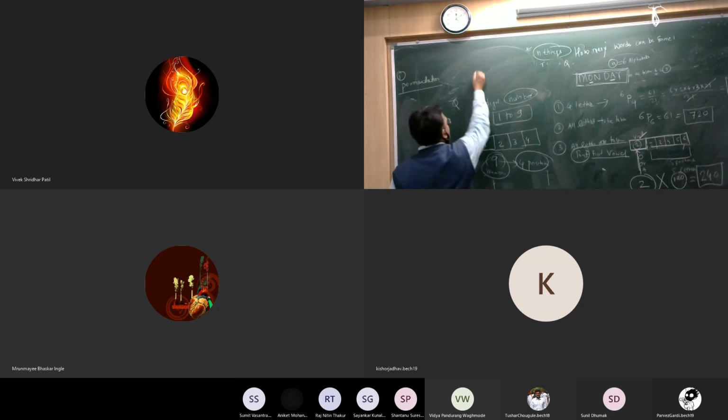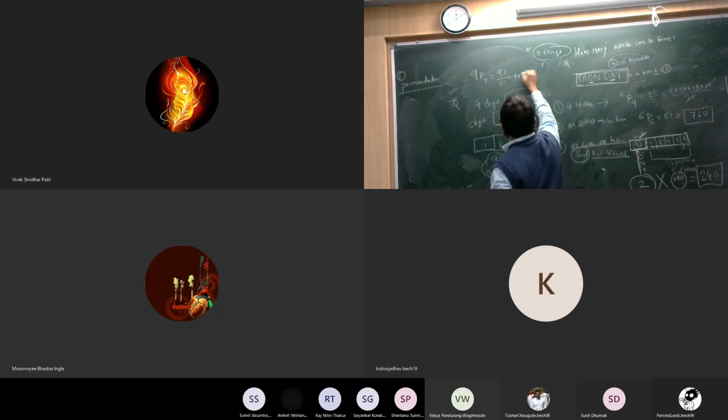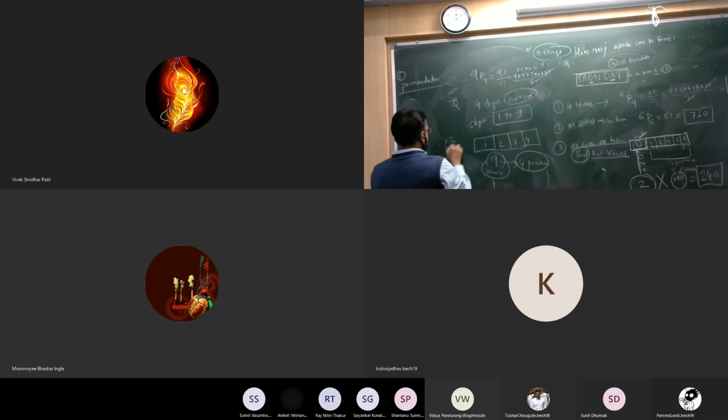That means obviously it is a permutation, 9Pr. So that is 9 factorial divided by (9 minus 4) factorial, which is 5 factorial. That would be 9 into 8 into 7 into 6 into 5 factorial divided by 5 factorial. So we need to multiply 9 into 8 into 7 into 6, so 72 into 42. If you have a calculator, you can use it directly.